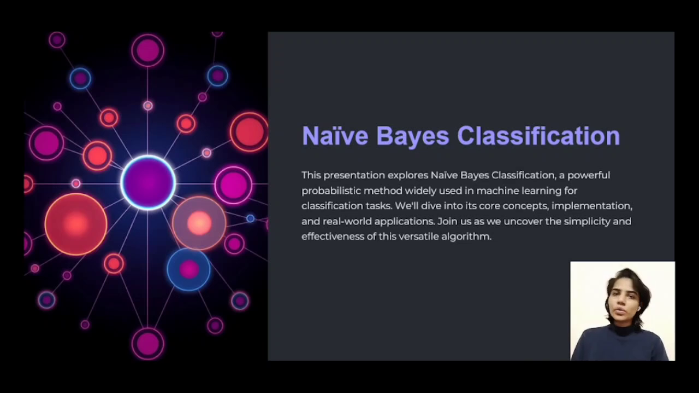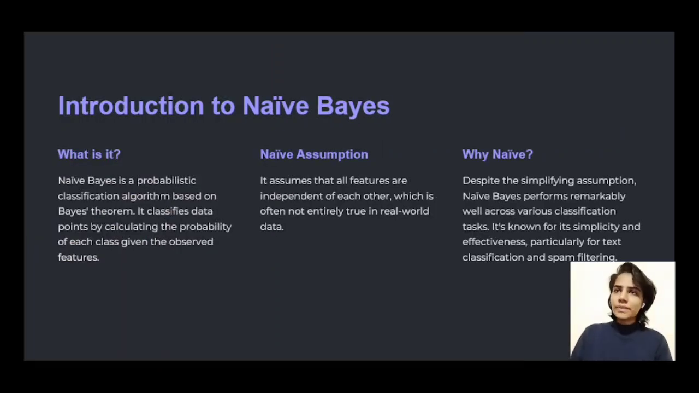Now we have a new topic called naive Bayes classification. So in this video, we'll study about naive Bayes classification. This presentation explores naive Bayes classification, a powerful probabilistic method widely used in machine learning for classification tasks. We will dive into its core concepts, implementation, and real-world applications as we uncover the simplicity and effectiveness of this versatile algorithm. Right? So let's dive in.